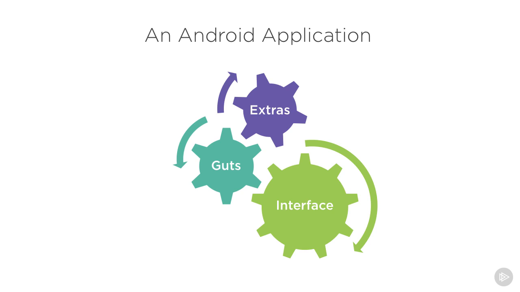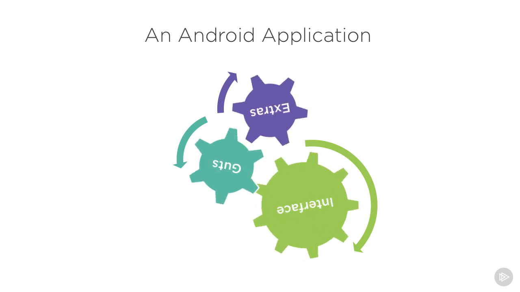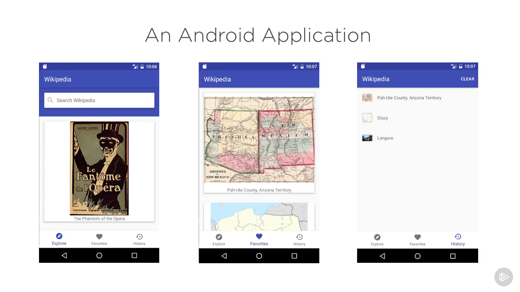These three categories, the interface, the guts, and the extras, work together to complete a running Android mobile application. When these come together, we can create something that is beautiful, feature-rich, and fun to use.